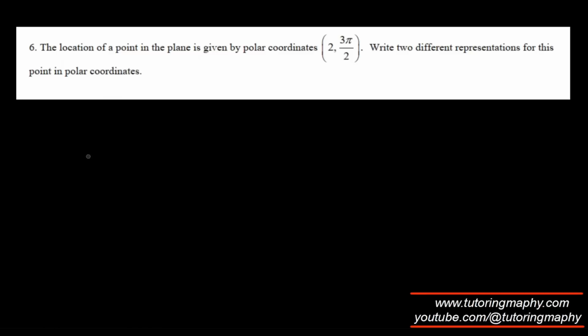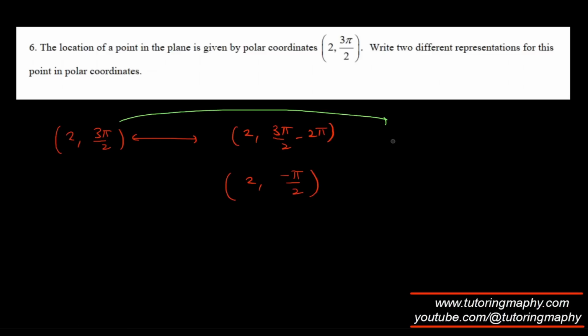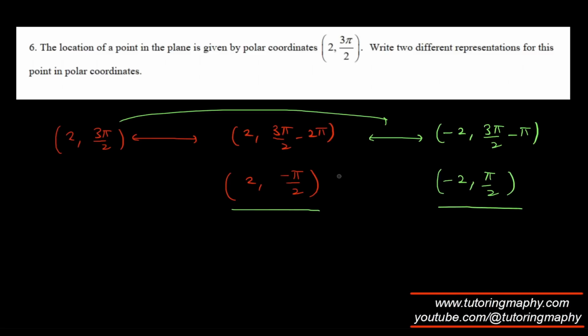Same situation over here. So I think I'm going to subtract 2 pi in this case first. So let's subtract 2 pi. So 2 comma 3 pi over 2 minus 2 pi. If we subtract, then 2 times 2 is 4. 3 minus 4 is negative 1. So negative pi over 2. And likewise, from here, I'm going to write one with negative r. So it will be negative r and subtract pi, let's say, or add pi, whichever you feel like. 3 pi minus 2 pi is pi, so it will be pi over 2. So these are the two equivalent forms.